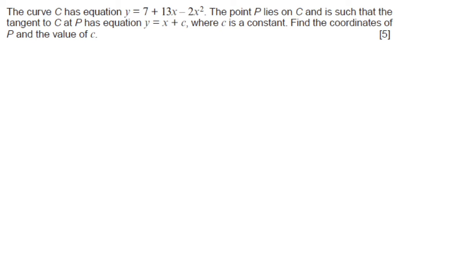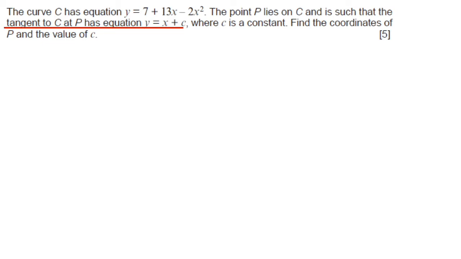Curve C has equation y equals 7 plus 13x minus 2x squared. The point P lies on C and is such that the tangent to C at P has equation y equals x plus c, where c is a constant. Find the coordinates of P and the value of c.